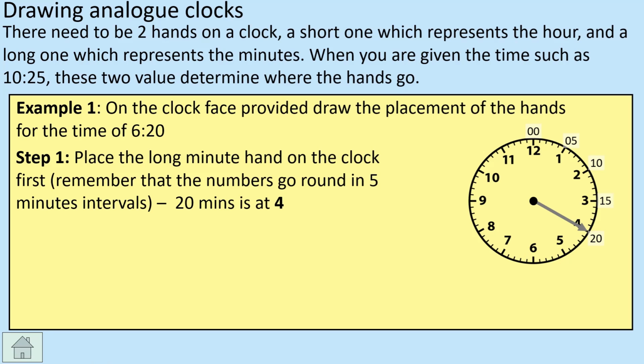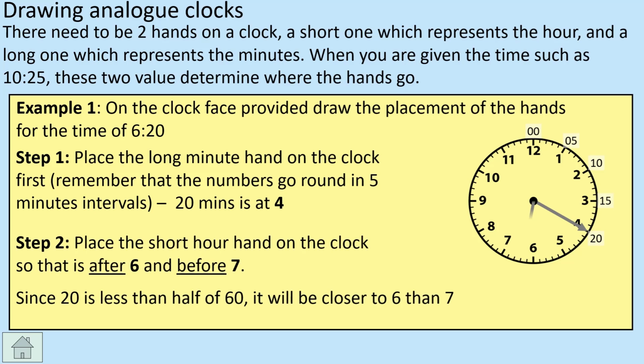And again, if you were doing this in an examination or an assessment, then the accuracy of this wouldn't be tested too much. They want to consider the fact that it's nearer the 6 than it is the 7, and certainly not on the 6 and certainly not on the 7. All right, so you're going to place the shorter hand closer to 6 than closer to 7, and that's how you go about drawing analog clocks.